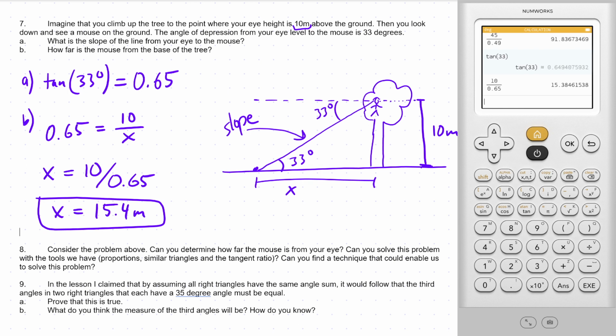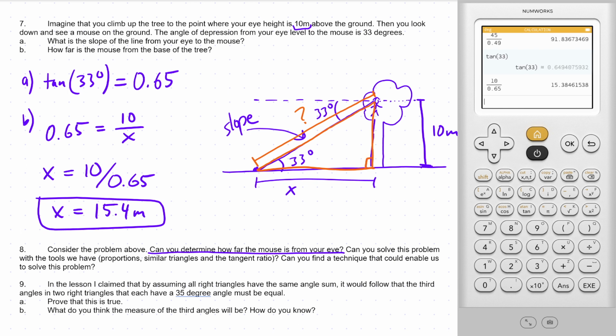Number 8 is saying, consider the problem above. Can you determine how far the mouse is from your eye? So what we're asking there, let me actually pull out a different color here. We're asking for this distance. What is the distance from the mouse to your eye? And since this is a right triangle, we can see we have a right triangle here, assuming you're directly above the base of the tree, of course.